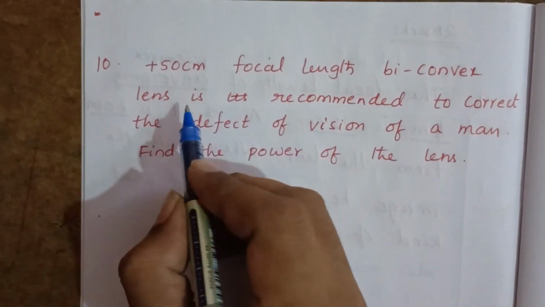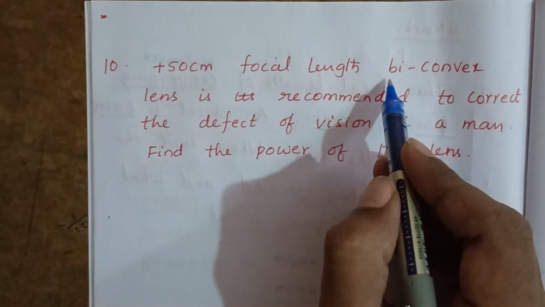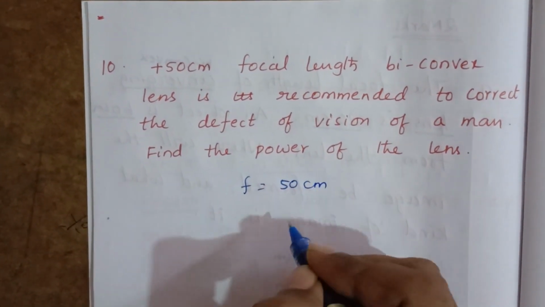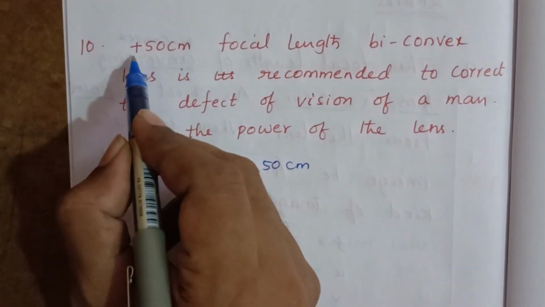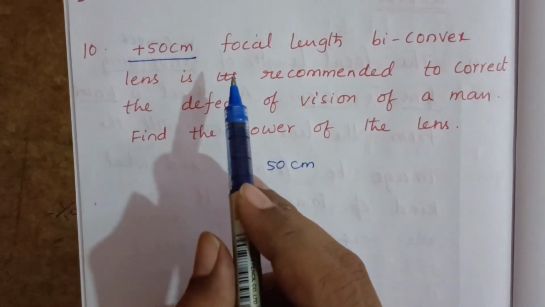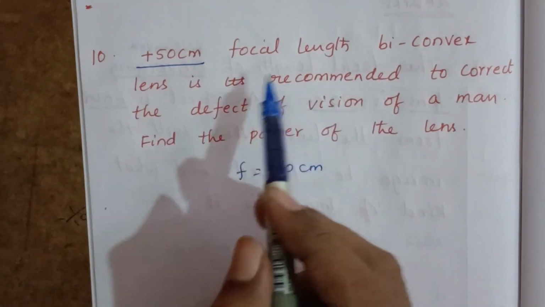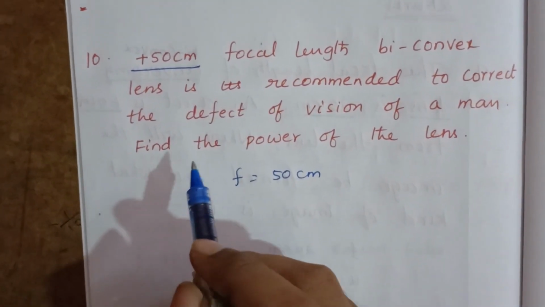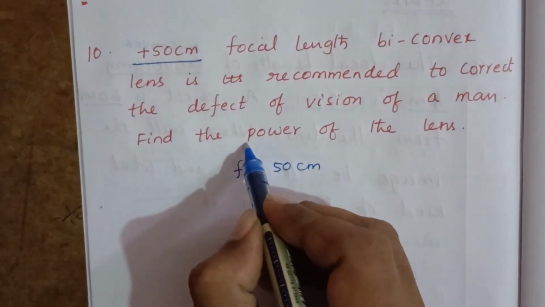Next question. Plus 50 centimeter focal length. The focal length is 50 centimeters, so it is a biconvex lens. Remember, whenever they give plus 50 centimeters, we can understand that it is a biconvex lens, no doubt about it. Positive focal length, biconvex lens. Negative focal length, biconcave lens. It is recommended to correct the defect of vision of a man. Find the power.